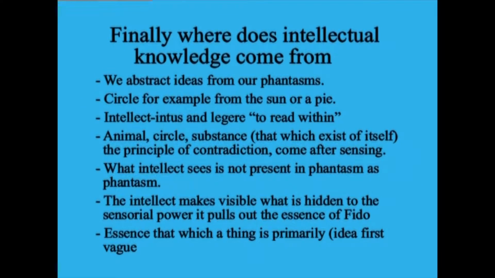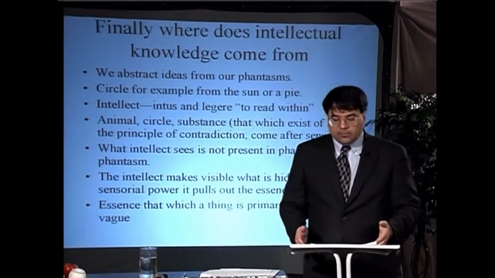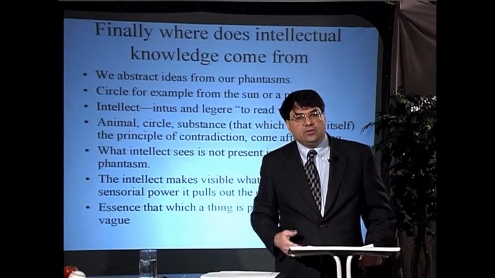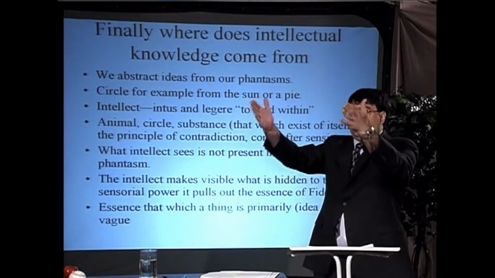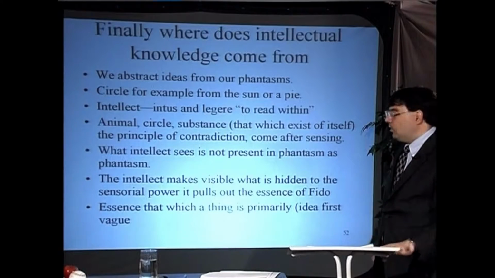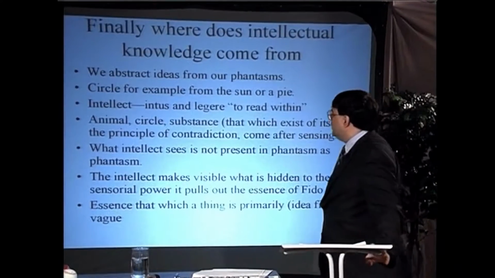Finally, we're ready to say where our ideas come from. Our ideas are abstracted from a phantasm. The first time you see something circular is where you abstract the idea of a circle. So if I see the sun, I can abstract the idea of the boundary of the sun, which is a circle. Or if I see a pie, I can abstract the idea of a circle.